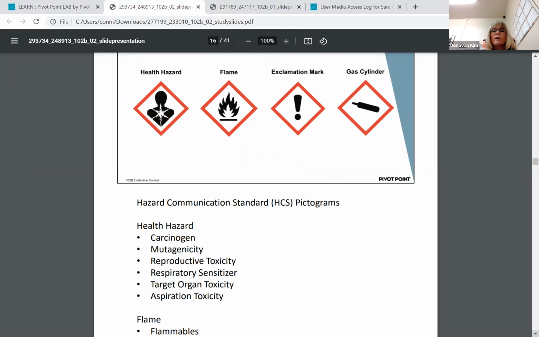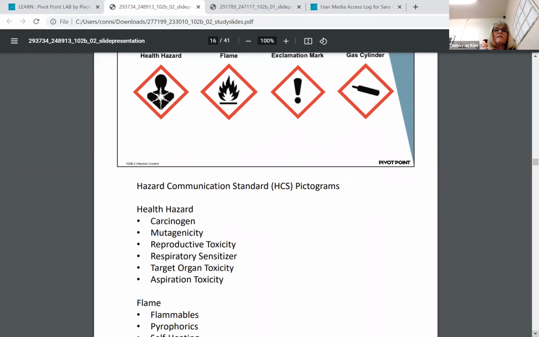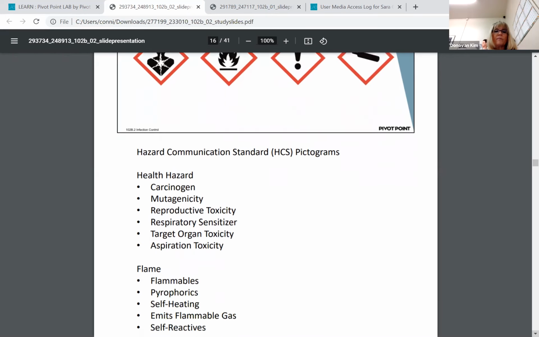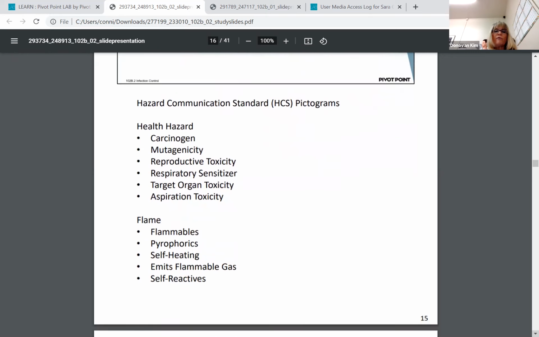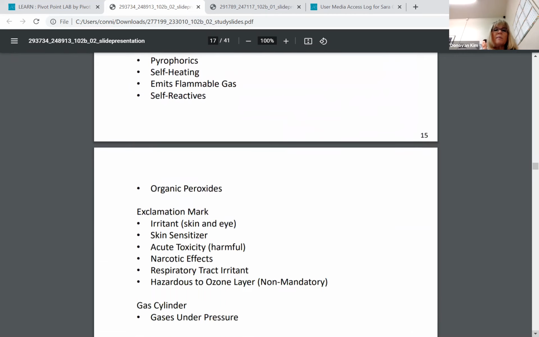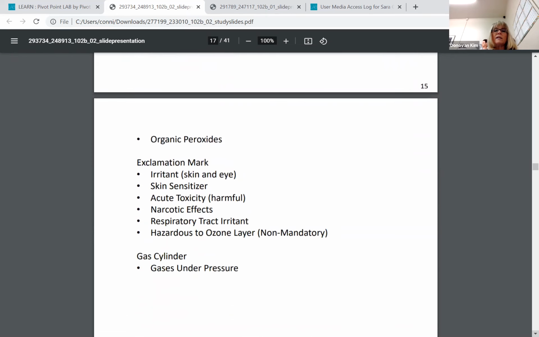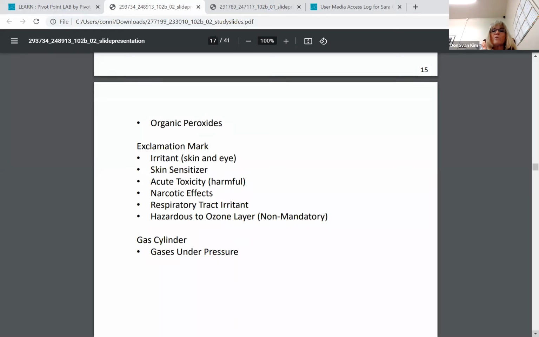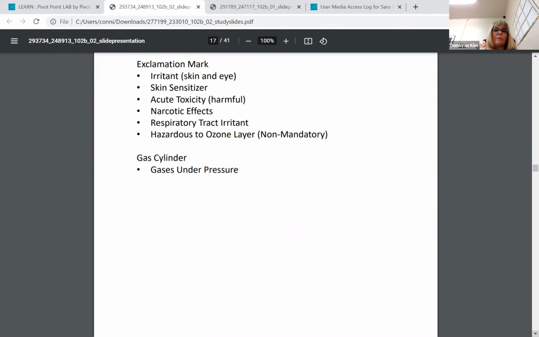Is it flammable? Right? And that's the first, you can see the pictures. Pyrophorics, is it self-heating? Does it emit a flammable gas or does it react by itself or is it an organic? Exclamation mark means that it is an irritant to the skin and eyes. It could make your skin very sensitive. It could be harmful, could give you a narcotic effect. You could have a respiratory tract irritant or it could be hazardous to the ozone layer. And then that gas cylinder means it's under pressure, so it could explode.